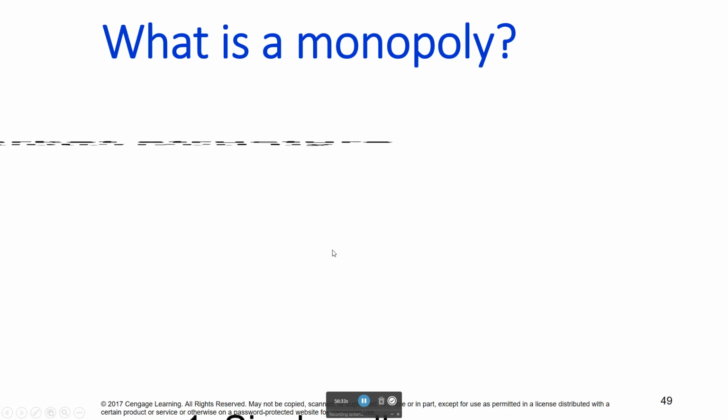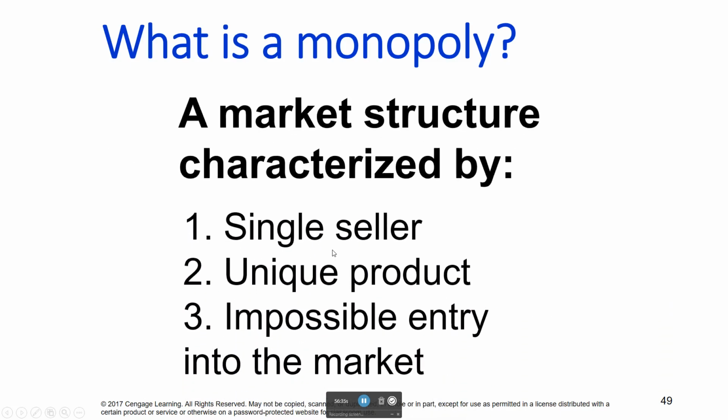A monopoly is a market structure characterized by a single seller. This is in contrast to perfect competition, where we had many small sellers. Here we have one single seller. They are selling a unique product. With perfect competition, they were selling a homogeneous product. A unique product means there are no close substitutes, say like electrical power to your house.